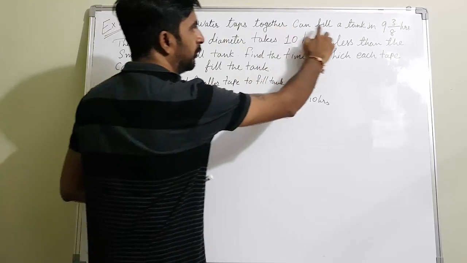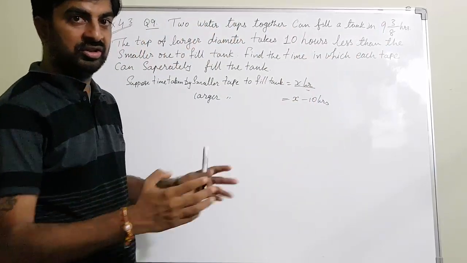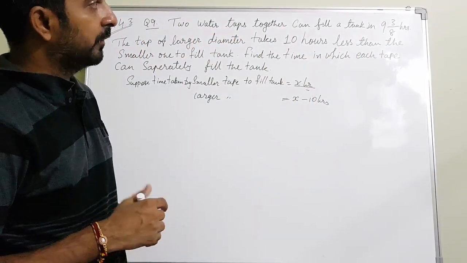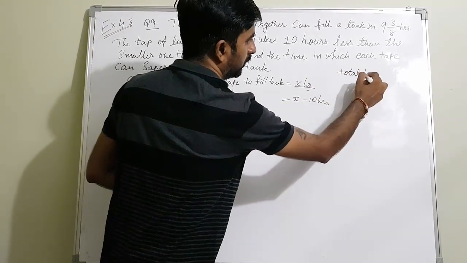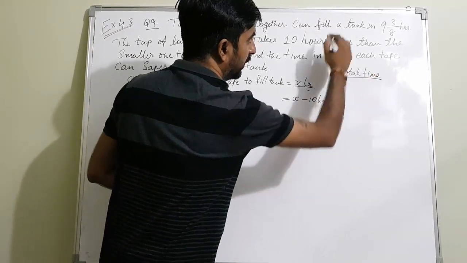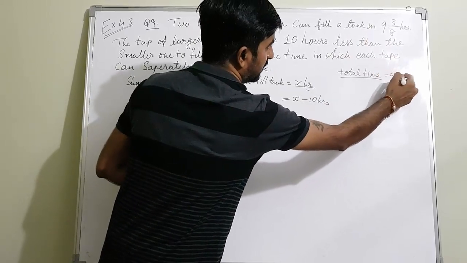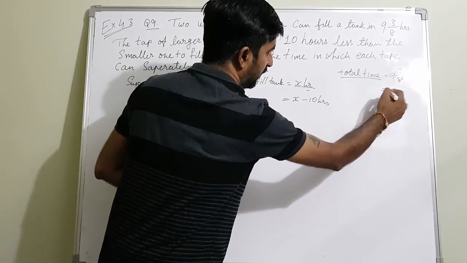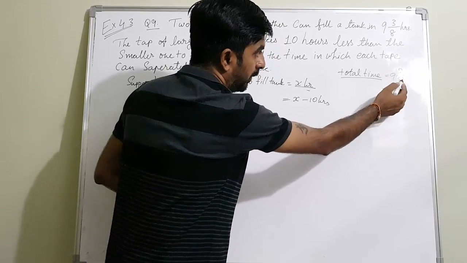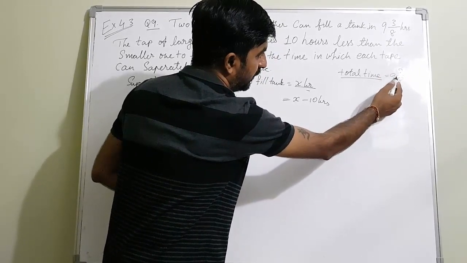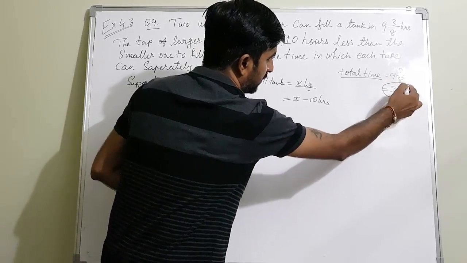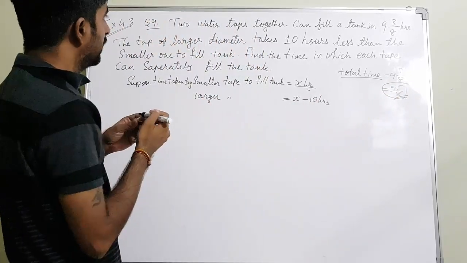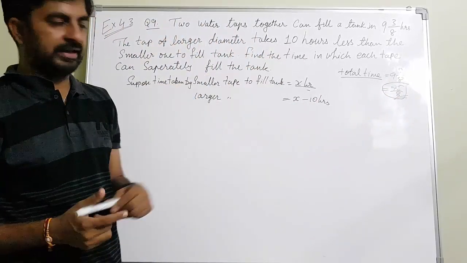Now both the taps together take 9 3/8 hours. So the total time by both the taps together is 9 3/8 hours. First we will convert it into an improper fraction: 9 times 8 is 72, plus 3, 75 by 8. So this is the total time taken by both the taps together to fill the tank.